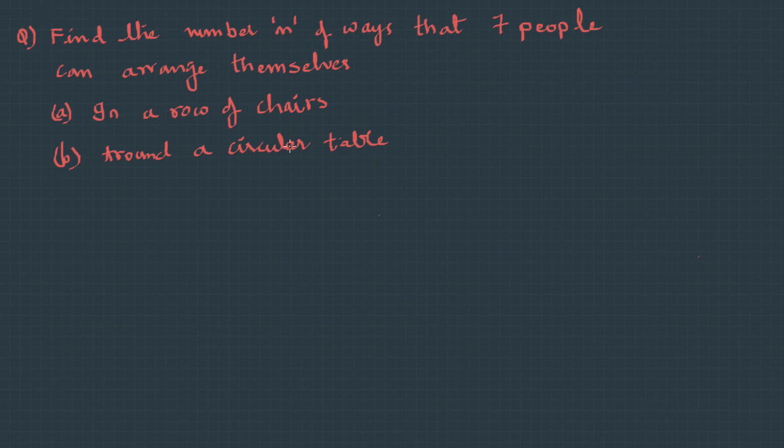Here we have a question. Find the number m of ways that 7 people can arrange themselves. A. In a row of chairs. B. Around a circular table.